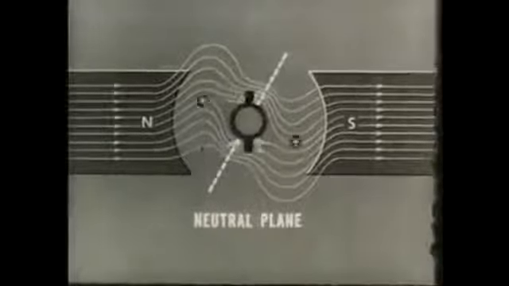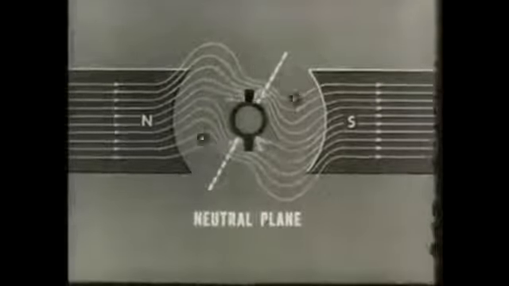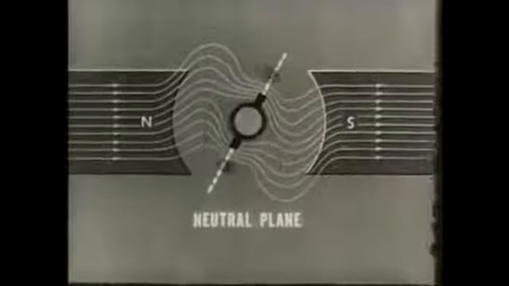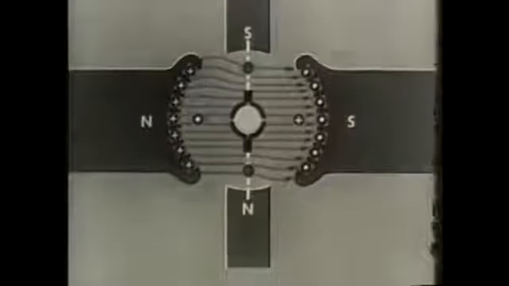Sparking in a generator is sometimes caused by a shift in the neutral plane. This can be corrected by adjusting the brush position, or by the use of interpoles and compensating windings. Current for field windings may be supplied from an outside source, in which case the generator will be separately excited, or the current may be a part of the generator's own output, in which event it is called self-excited.